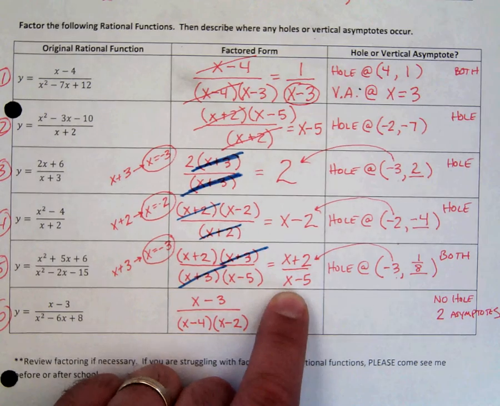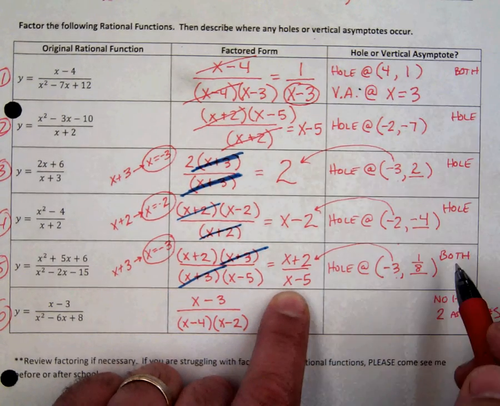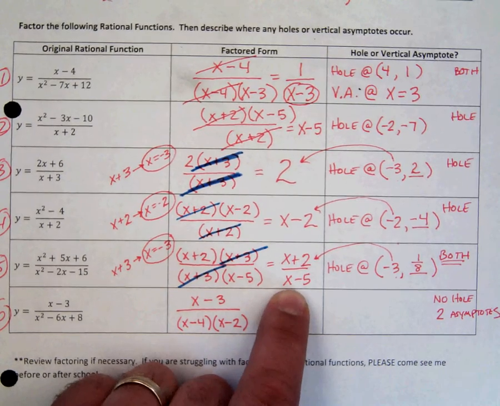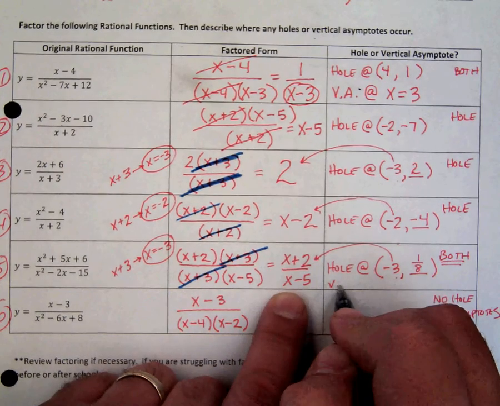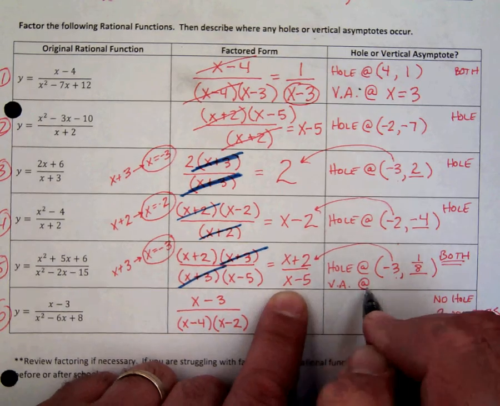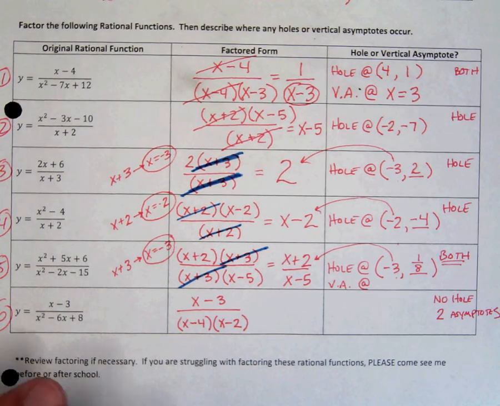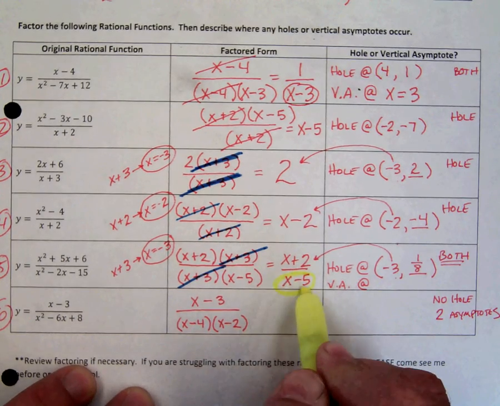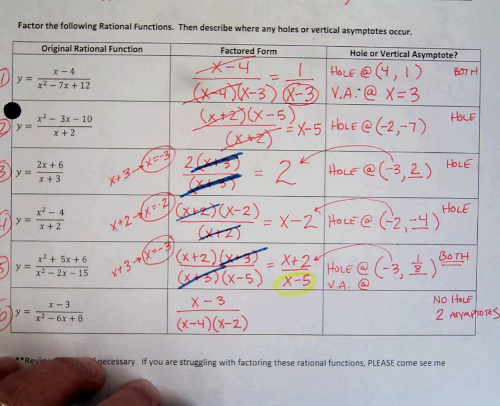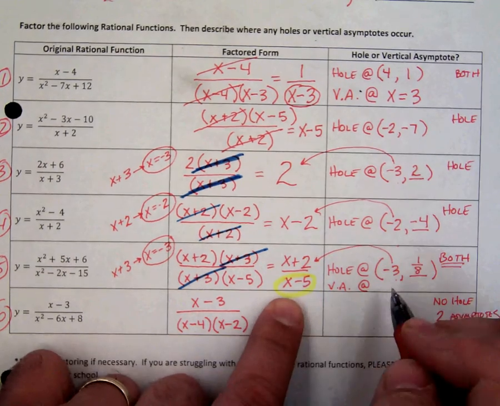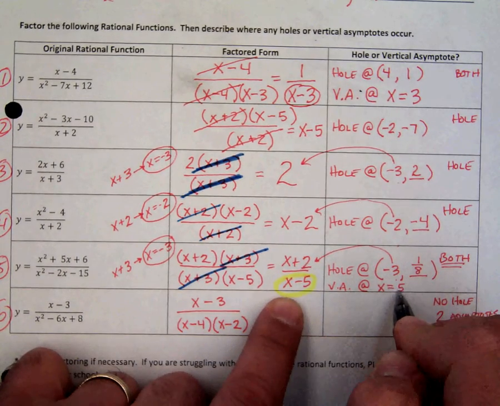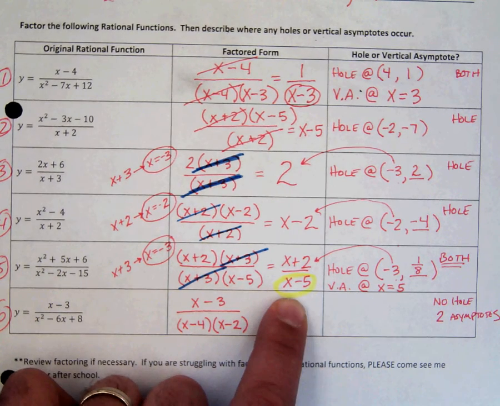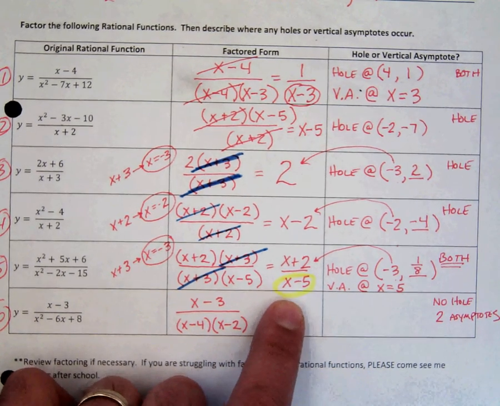Now you can see here in number 5 that we say that there are both holes and asymptotes. There is a vertical asymptote, and it's at the x value in the remaining equation, this x minus 5, where trouble occurs in the bottom. That would occur at an x value of 5. You're going to have a vertical asymptote because you can't plug 5 into the new equation.